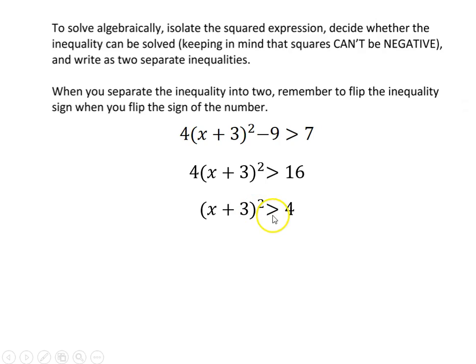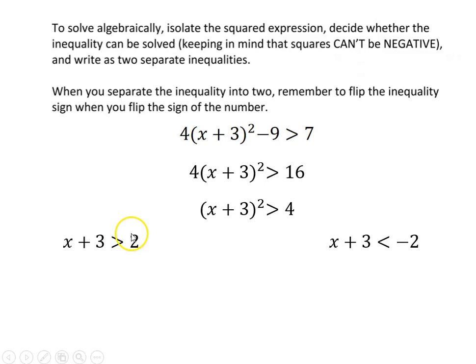This quantity needs to be bigger than 4. So we have to ask ourselves, what numbers can go in here to make this bigger than 4? Something else we could do here is just get rid of the squared. We could take the square root of both sides. If we take the opposite of the square, we get x plus 3. If we take the square root of 4, that could be 2.